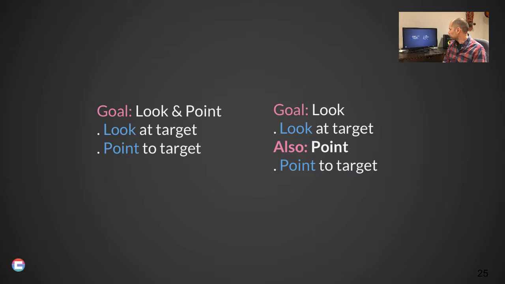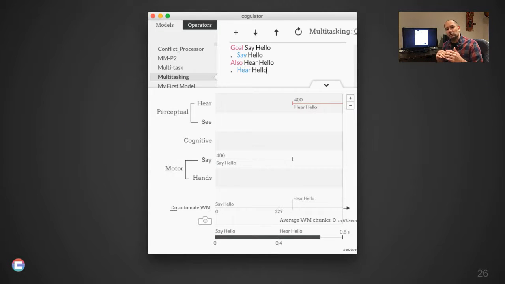Okay. Now, there are some restrictions on multitasking. For example, Cogulator won't let you speak and listen at the same time. If you use that also operator, and Cogulator sees that, it'll say, okay, I understand you want to try and do those at the same time, but you can't, so I'm going to make those happen in serial, one after the other.